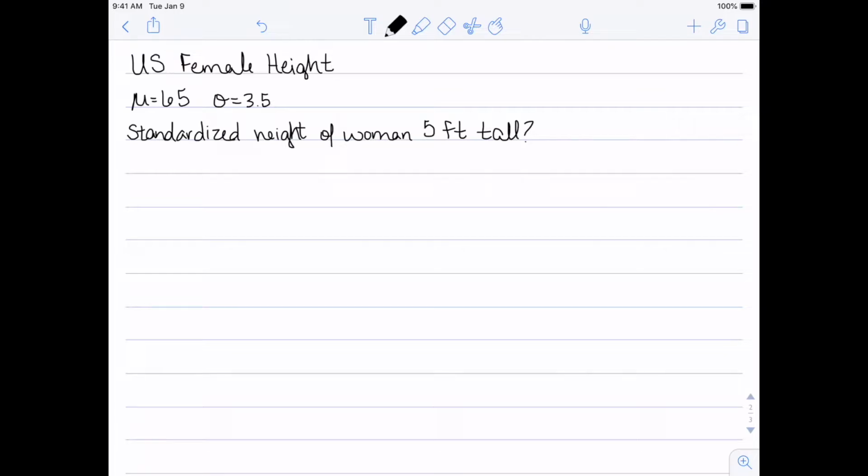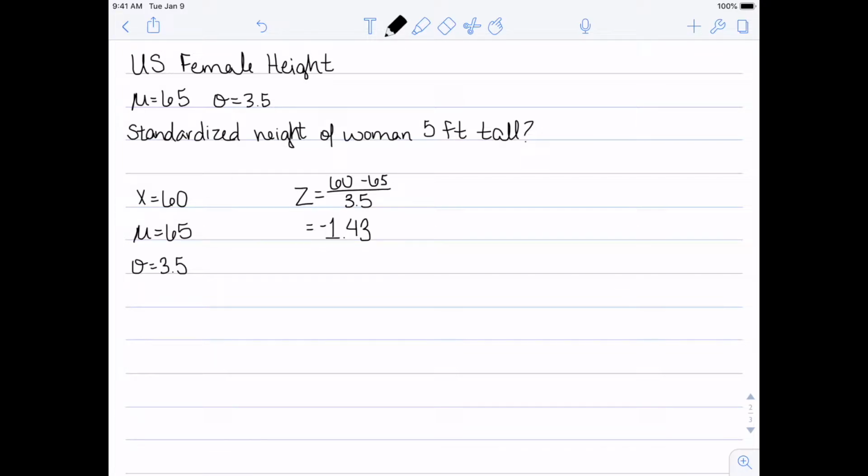This time I want to know the standardized height of a woman who is 5 feet tall. So once again, let's write down what we know. Our data value is 60, our mean is 65, and our standard deviation is 3.5. I did go ahead and convert this to inches because we do need to make sure that everything is in the same units. I then stick things into my formula: my data value minus the mean divided by the standard deviation. And this time my standardized height is negative 1.43.